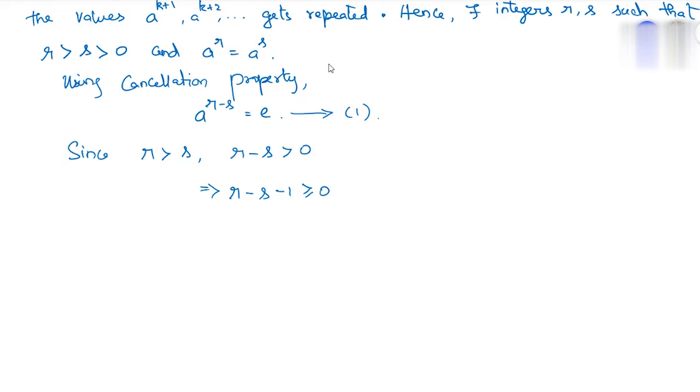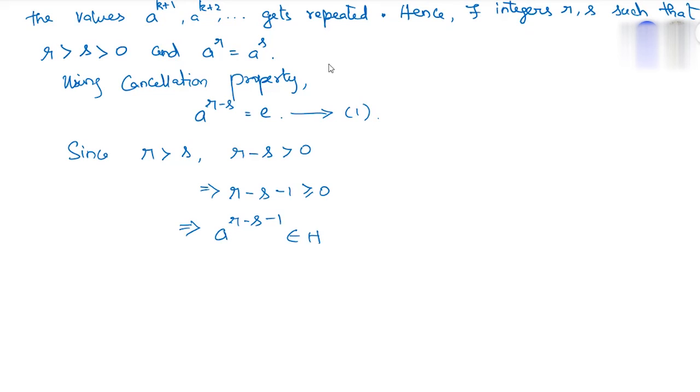Is it true? Can you understand this logic? R minus s is positive, but if I subtract 1 on the left side, it may still be greater than 0, or it may be equal to 0. That is, if r is 3 and s is 2, 3 minus 2 is 1, which is greater than 0. But if I reduce 1 again, 1 minus 1 becomes 0. So r minus s minus 1 can be greater than or equal to 0, which implies a power r minus s minus 1 belongs to H.